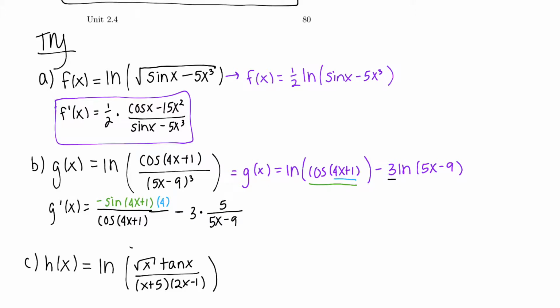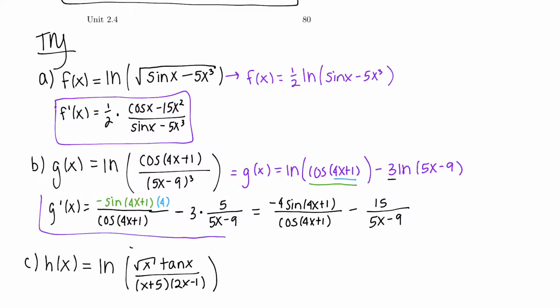So if you wanted to rewrite this just a little bit to be a little bit nicer, you could put the negative and the 4 together up here. So you could write it as negative 4 sine of 4x plus 1 over cosine of 4x plus 1, minus, and then you could multiply the 3 and the 5 together if you'd like, and then you have 15 over 5x minus 9. Either of these derivatives will work.